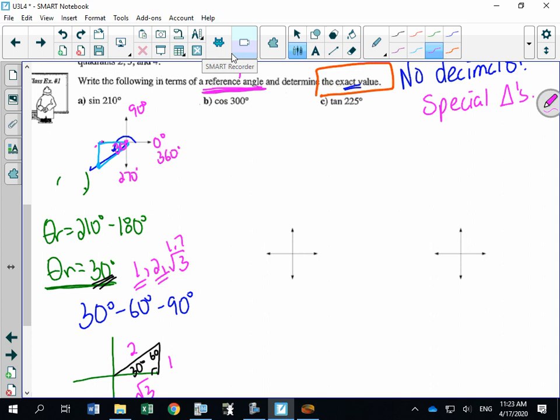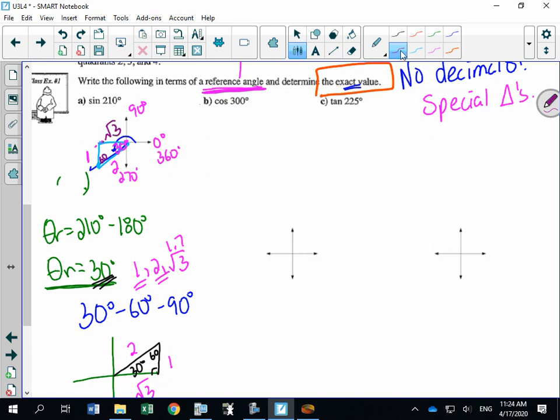Okay, so 1 goes across from your 30. Your radius is 2. And across from the 60 would be your root 3.